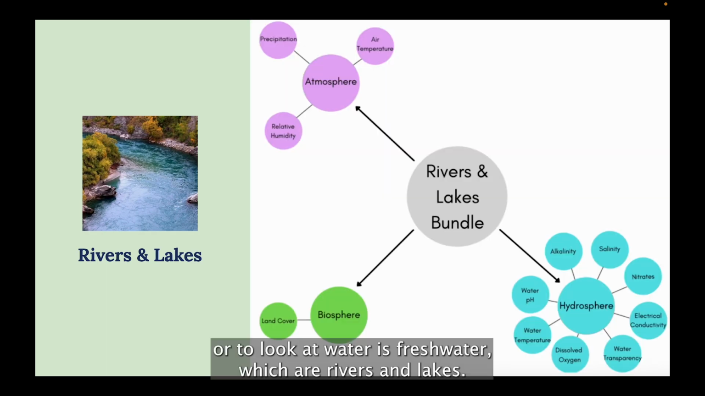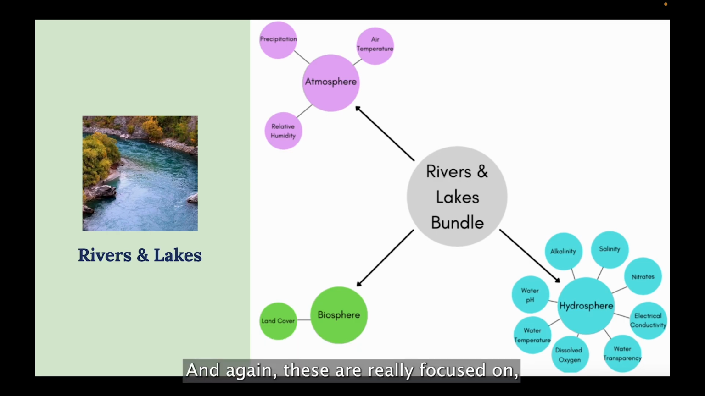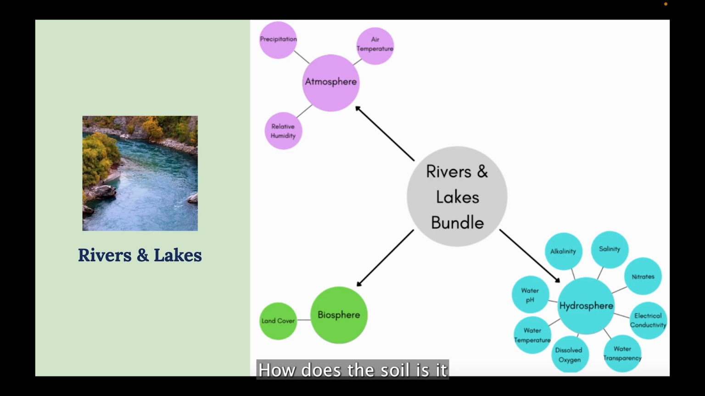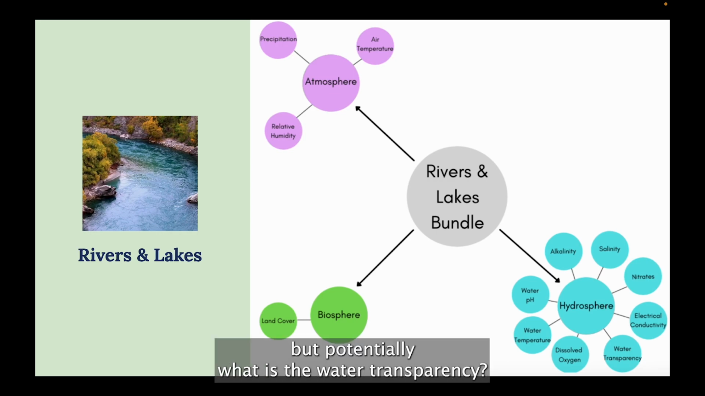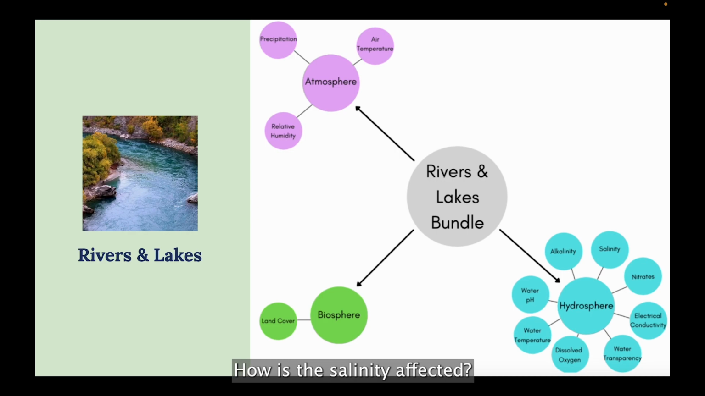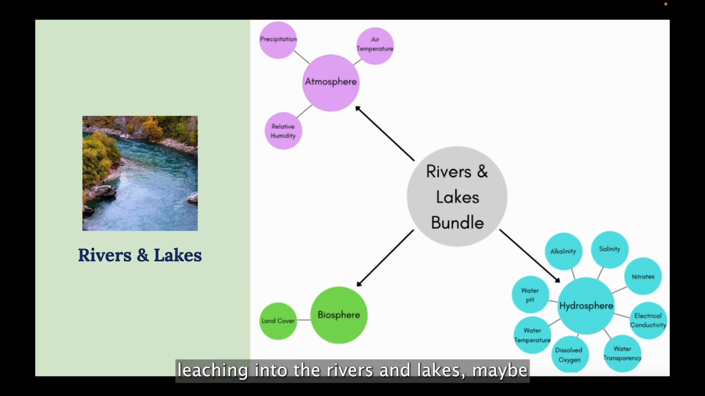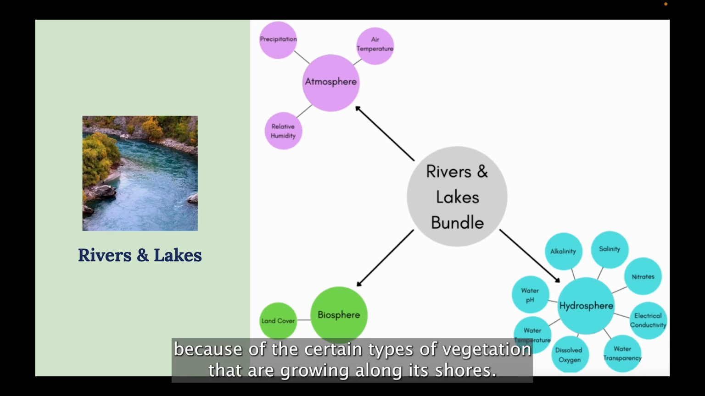Another way to look at water is fresh water, which are rivers and lakes. And again, these are really focused on what is the interaction with the vegetation in rivers and lakes? The soil is not directly in this bundle, but potentially what is the water transparency? How is the salinity affected? And this could potentially have been caused by erosion, from soil leaching into the rivers and lakes, maybe because of certain types of vegetation that are growing along its shores.